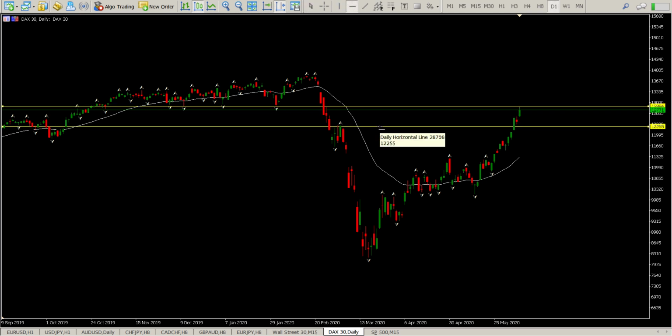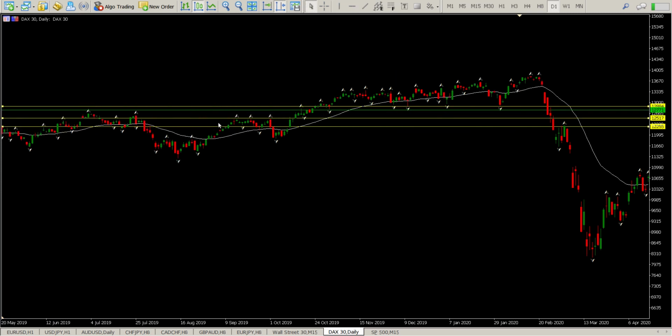I'm not entirely convinced that we're going to do anything logical today. So yeah, I think what we need to do is just look for the levels and trade off those levels. Now, I'm just drawing in a couple of areas here.